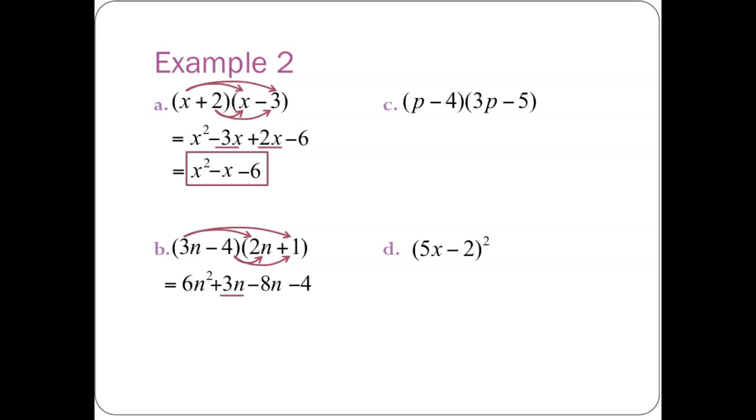Now the 3n and the minus 8n can be combined. So this becomes 6n squared minus 5n minus 4.